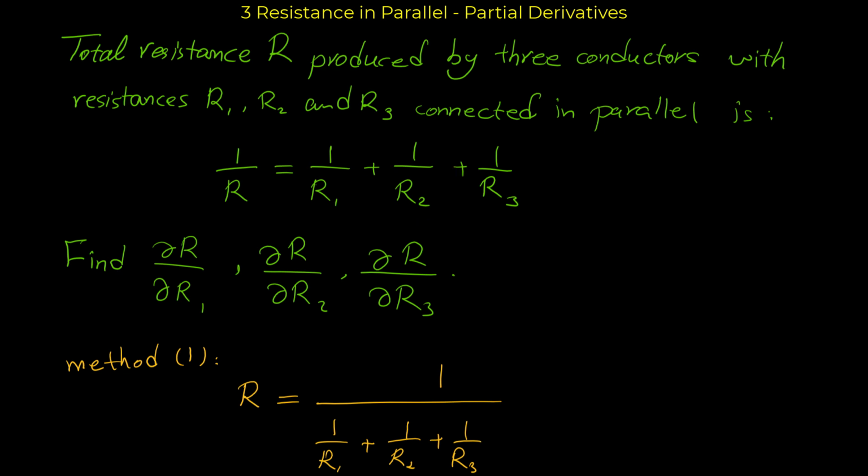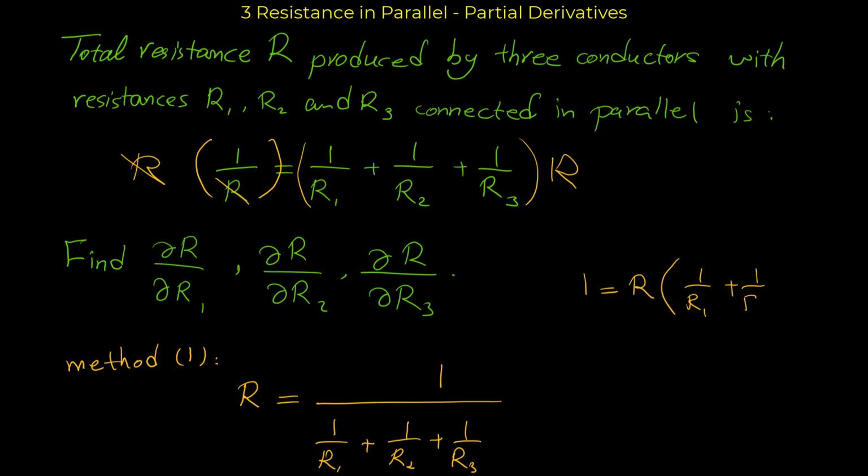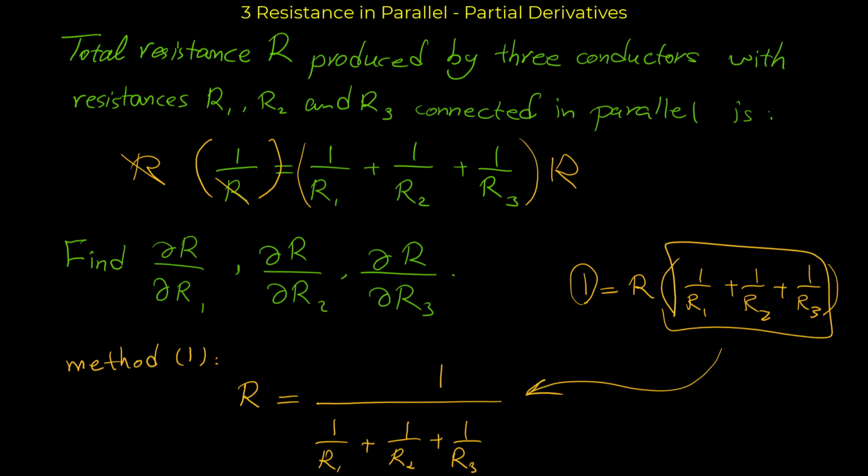The other way that you can get the same relation that I wrote here is to multiply the left side and the right side by R. Then on the left side, this cancels with this. You only have 1 equals R times 1 over R1 plus 1 over R2 plus 1 over R3. And then if you solve this for R, it would be 1 divided by all of this, which gives you this relation.